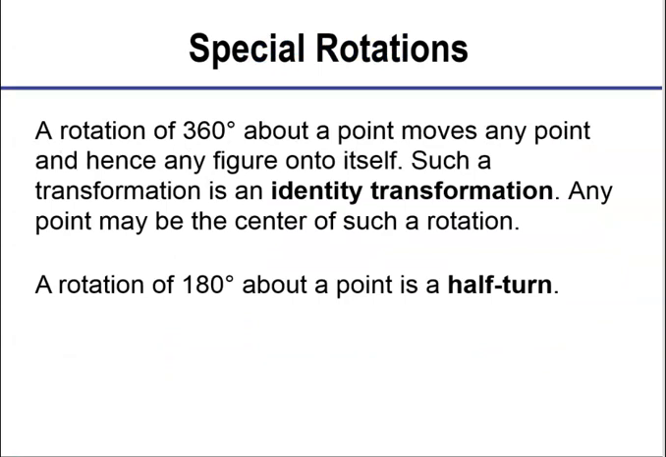A rotation of 360 degrees about a point moves any point and hence any figure onto itself. Such a transformation is an identity transformation. Any point may be the center of such a rotation. A rotation of 180 degrees about a point is a half turn. So anytime you see half turn, that's a rotation of 180 degrees. And again, if we rotate 360 degrees, that's an identity transformation. That's exactly where you started.